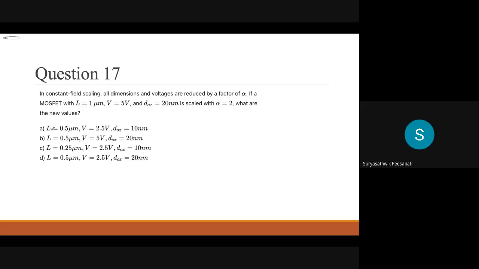Option A, ma'am. Yes. Can you explain a little bit how it is option A? L is given as 1 micrometer. The right option is option A. Just a little bit explain. You are right.